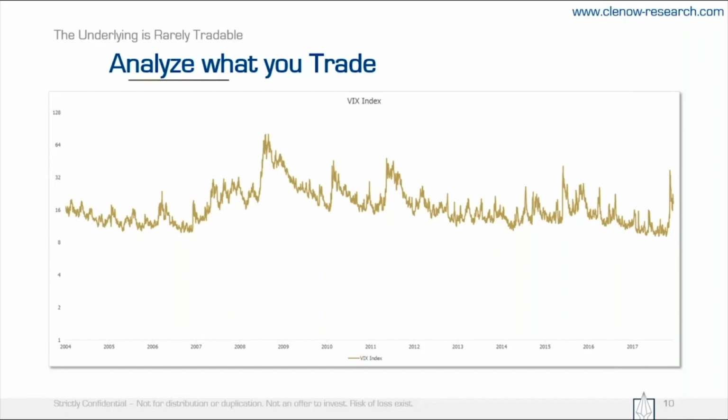But in the end, it looks like if you took a long position in 2004, you had a pretty wild ride, but by the end, you had pretty much the same money. That's very far from the truth.